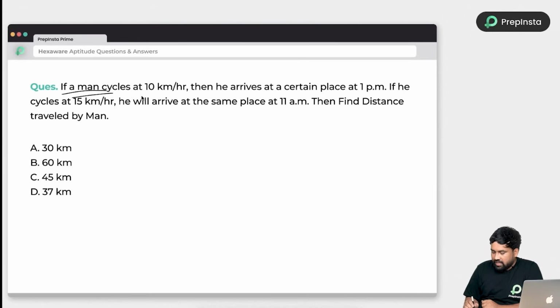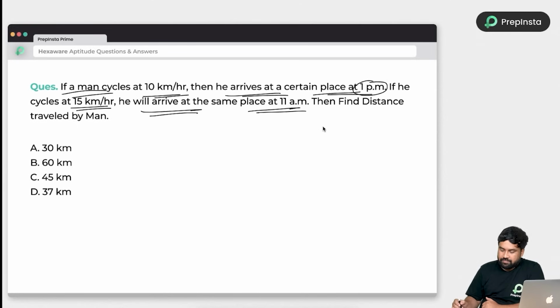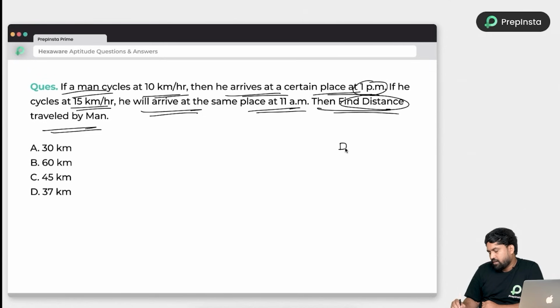If a man cycles at 10 km per hour, then he arrives at a certain place at 1 pm. If he cycles at a speed of 15 km per hour, he will arrive at the same place at 11 am. Find the distance traveled by the man. Simple, just look here. We need to find the distance, right? What is the distance formula? Distance is equal to speed into time.